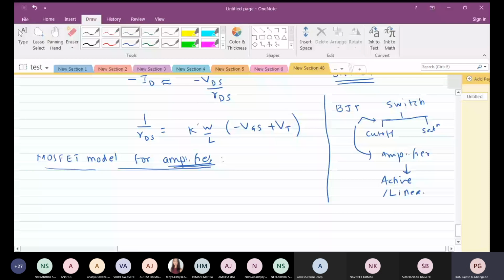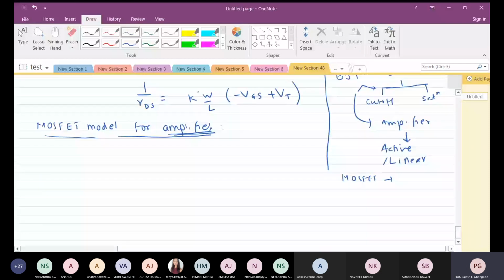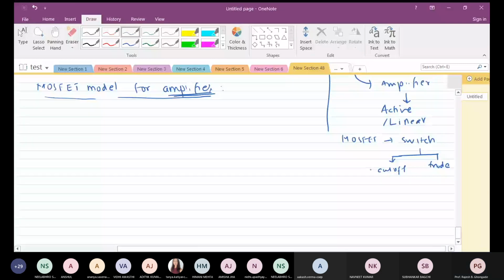Similarly, for MOSFET, if you want to work it as a switch, which two regions are there? Cutoff will be as it is, and this one, the triode region. Naturally, when the device is to be used as an amplifier, which region is it supposed to work in?